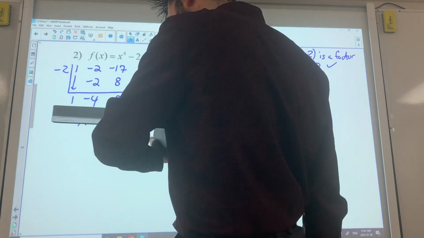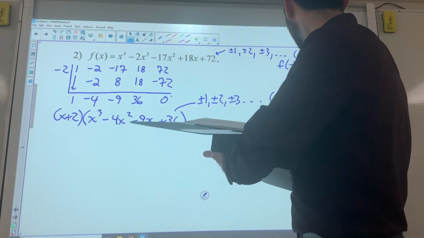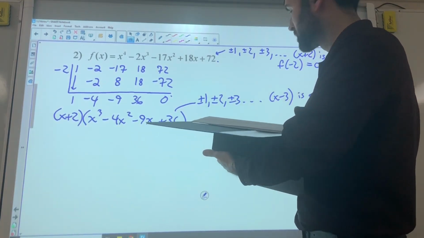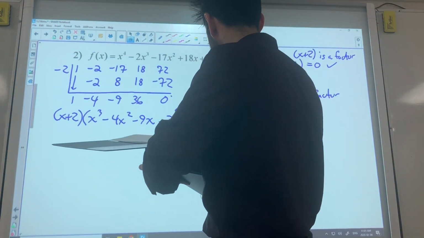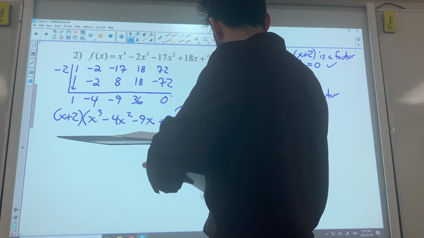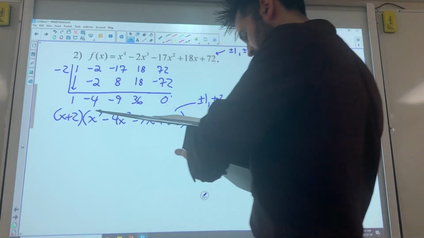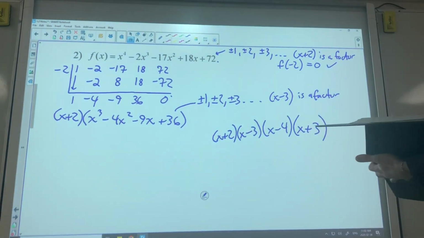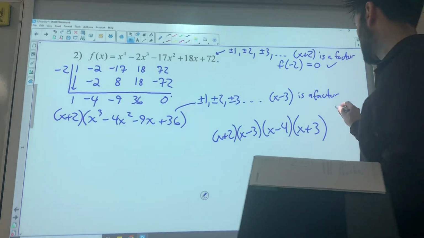Yeah, I got that x minus 3 is a factor. So what's the actual answer? Right, once you do all the work, the answer you're going to get is x plus 2, x minus 3, x minus 4, x plus 3. Okay? So that's your final answer, fully factored.